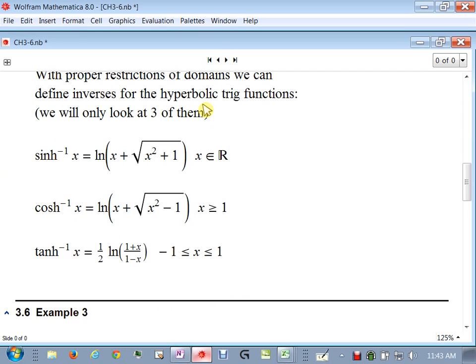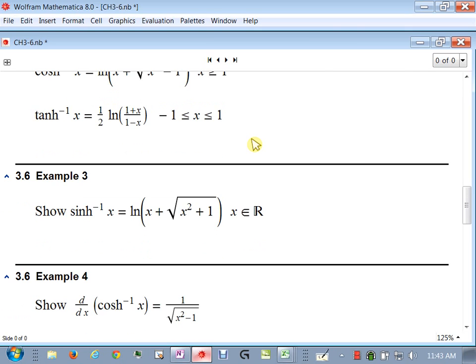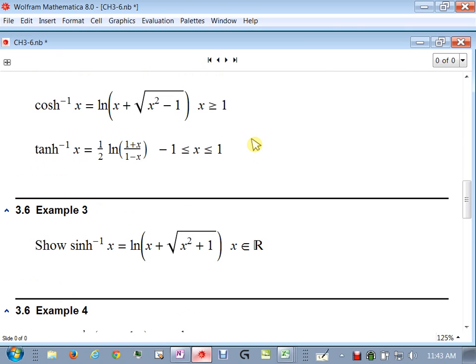Right here, the inverse of the hyperbolic sine, we said we didn't have to worry about domain. But there are some restrictions for the others. So there's actually six of them, but I'm only going to list three because we don't use the others very often. These are the three that we usually use if we're going to use them. Those are the only three that we'll talk about. So here's our next example, to show that the inverse hyperbolic sine of x is this.